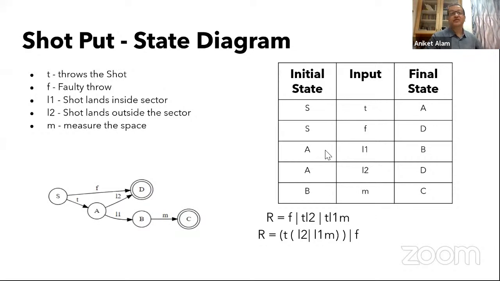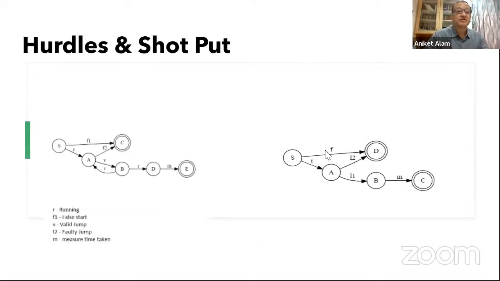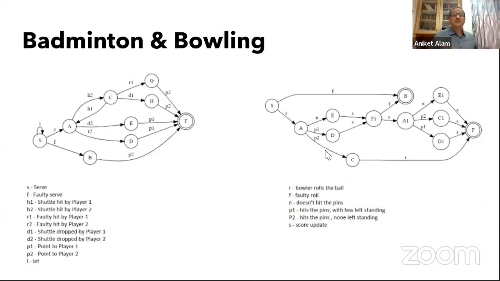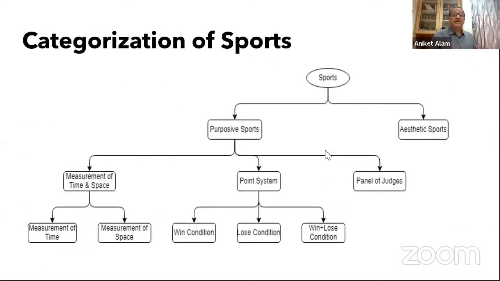This is my event horizon of comprehension, because my maths, like a good historian, is not really the best, or rather pretty poor. That's a polite way of saying it. So you basically represent it in a manner which is computationally understood. And you can then analyze hurdles with shot puts. And you can analyze badminton with bowling. You can analyze many games.